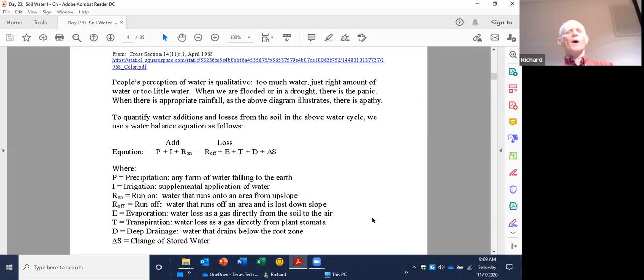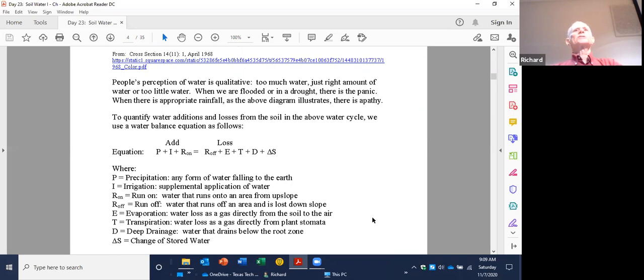People's perception of water is really qualitative. We have too much water. If you were in the southern part of Louisiana right now and you had 2 hurricanes go through recently and you're flooded and another hurricane is coming, you think we've got way too much water.